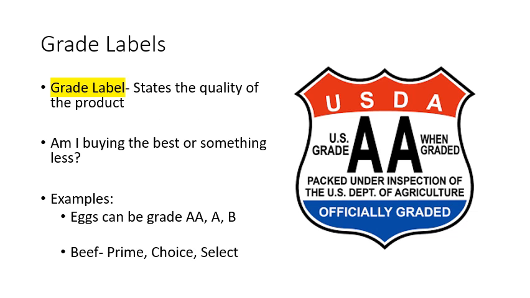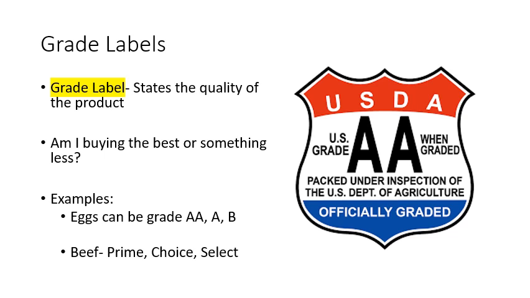Our third and final type of label is grade labels. A grade label is going to state the quality of the product. It's going to answer the question, am I buying the best of something, or maybe the lowest grade of something, or am I buying something in the middle? Now it's important to point out that grades are assigned by an independent group. The company itself doesn't assign the grade. There's somebody else out there that is going to put the grade label on the product.